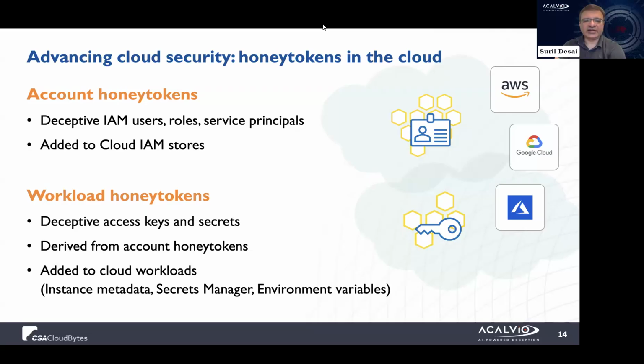In addition to that, there are other types of honey tokens that can also be leveraged. Workload honey tokens, which are effectively deceptive access keys and secrets. These are derived from the account honey tokens and they're added to cloud workloads, for example, into instance metadata, into secrets manager, into environment variables. And each of these honey tokens can then be deployed into the respective cloud platforms.